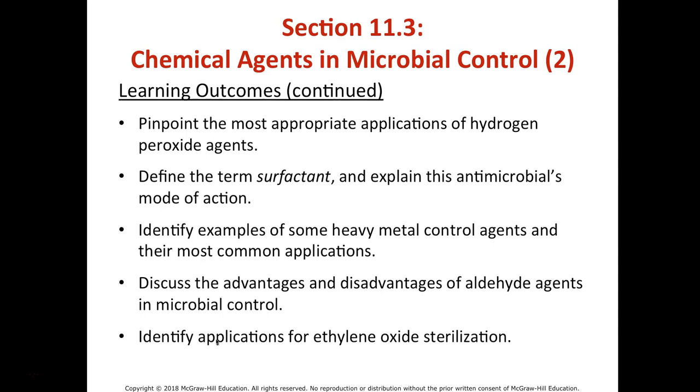pinpointing the most appropriate application for hydrogen peroxide agents, defining the term surfactant and explaining this antimicrobial's mode of action, identifying examples of some heavy metal control agents and their most common applications, discussing the advantages and disadvantages of aldehyde agents in microbial control, and lastly, identifying applications for ethylene oxide sterilization.